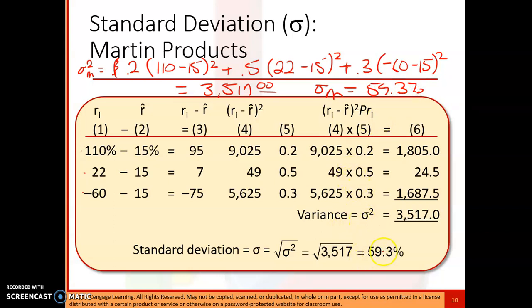So this tells us that in most cases we're talking about a normal distribution. That tells us that about 68% of the outcomes ought to fall within plus or minus 59.3%, which obviously is a very huge deviation.